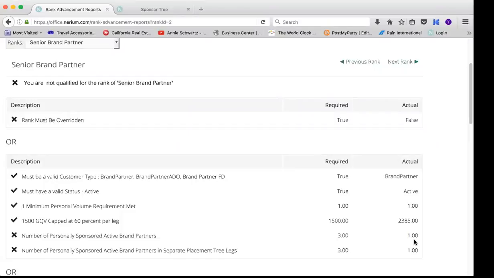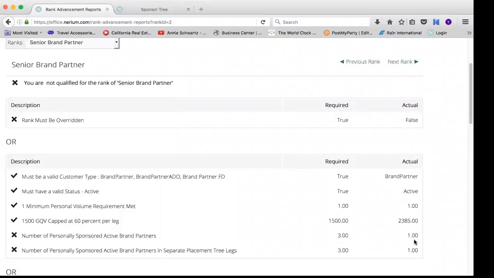And Nerium is no different. It's a real business. So in inventory, you're always looking to build not only your customer base, but also your brand partner base. So when I'm looking at myself first in inventory, I need to figure out who my personally sponsored are and get them active.